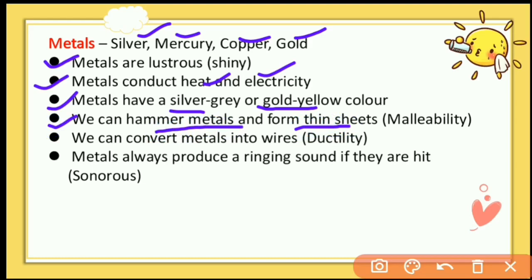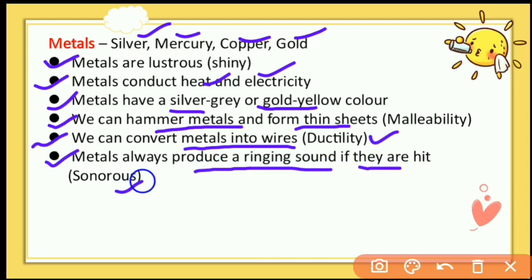Aluminum shows the maximum malleability. Then we can convert metal into wires, and this property is known as ductility. Gold has the maximum ductility. We can draw a 2 kilometer wire from 1 gram of gold. Metals always produce a ringing sound when struck, and that property is called sonorous.